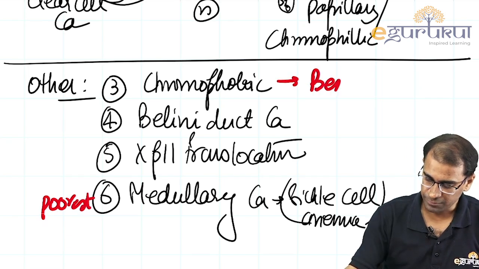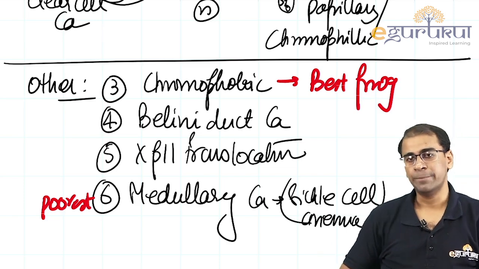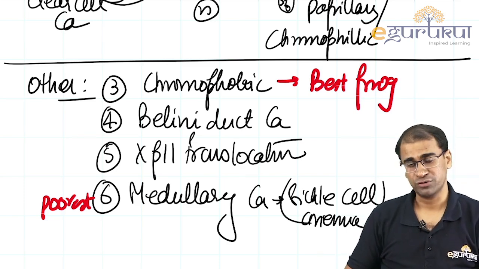Chromophobic has the best prognosis. Medullary cancer has the poorest prognosis among all of them.